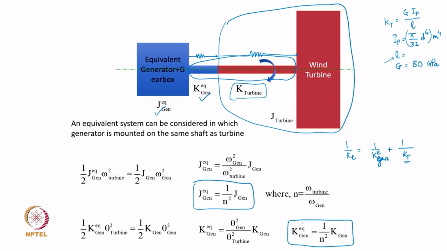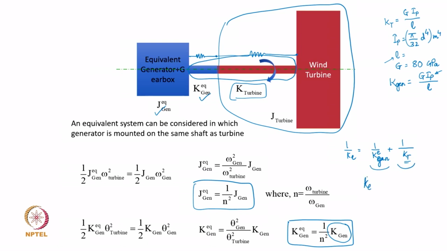What do you need for K equivalent generator? You need K generator, that means the original configuration of the generator shaft's stiffness, which you can also get, because ultimately this generator shaft stiffness will have the same expression, G IP over L. The length of the generator shaft was originally given in the configuration, the diameter was also given. So, this value can be easily obtained. When both these individual stiffness elements are known, you can find K E numerically.